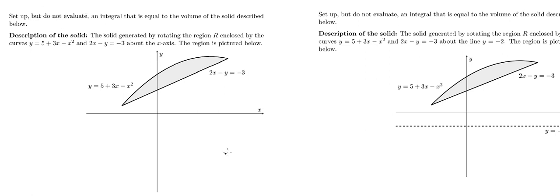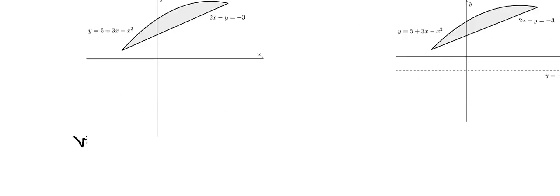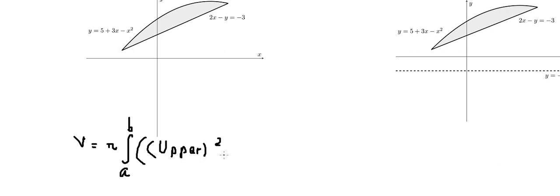Hello everybody, today I want to show you how to set up but not evaluate based on the question. So we have the formula in here. This is about the volume and we have b, and then we have the integration from a to b. So we have the upper function to the power of 2 minus the lower function to the power of 2.